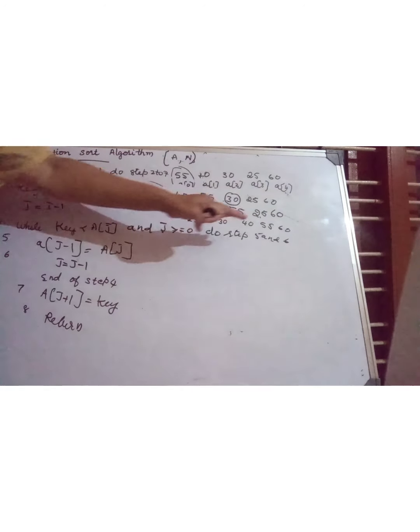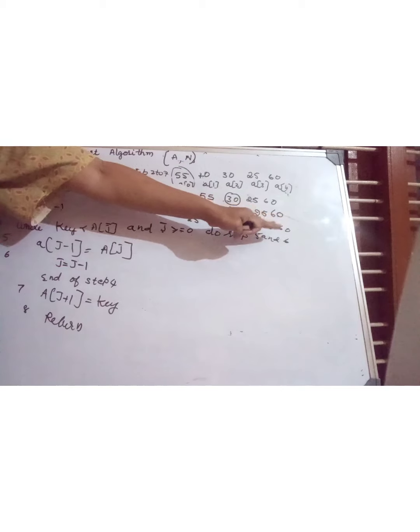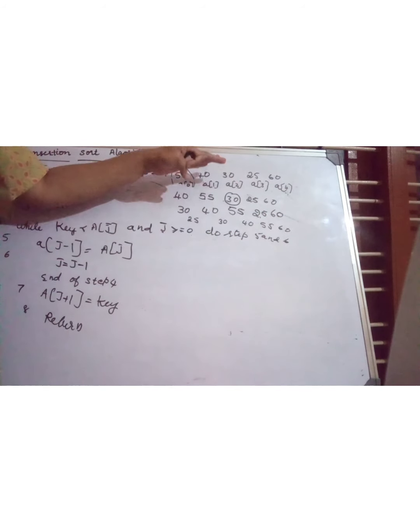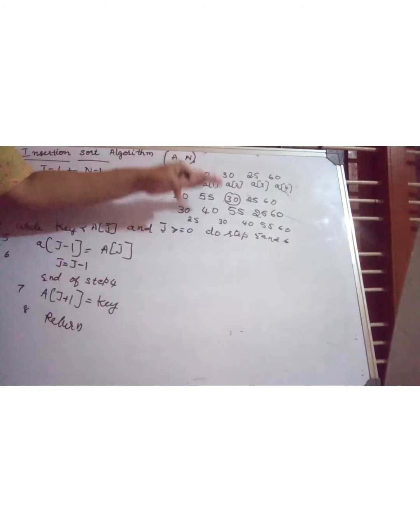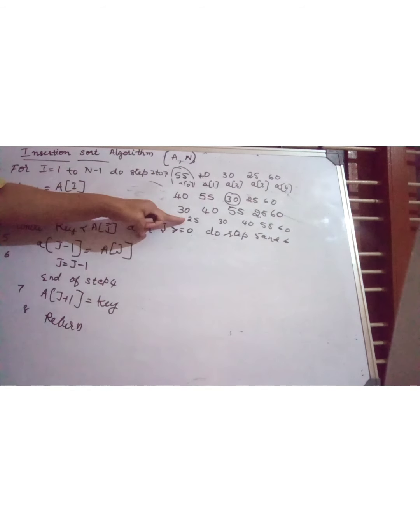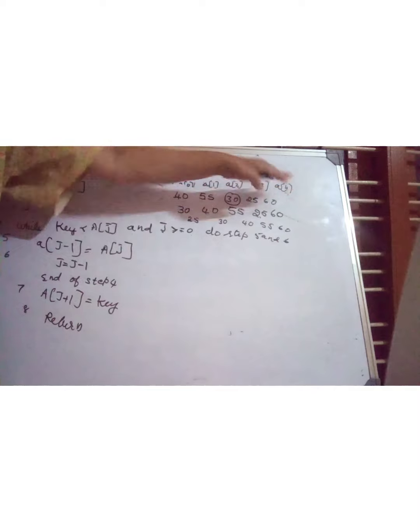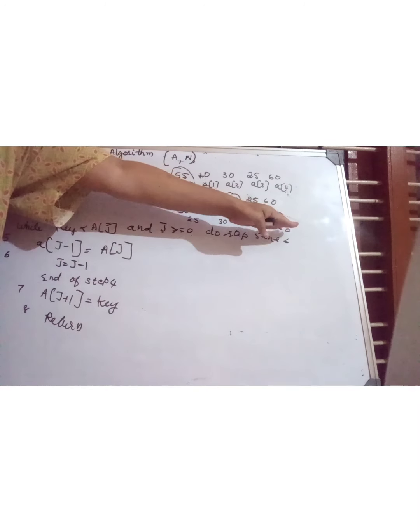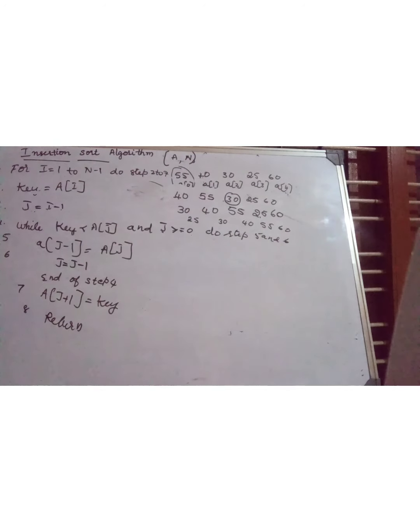In the next step, I will consider 60, where there will not be any change. By n minus 1 means first 1, 2, 3, 4. Since I have taken 5, in n minus 1 passes, all the elements have been arranged. This is how we do insertion sort.